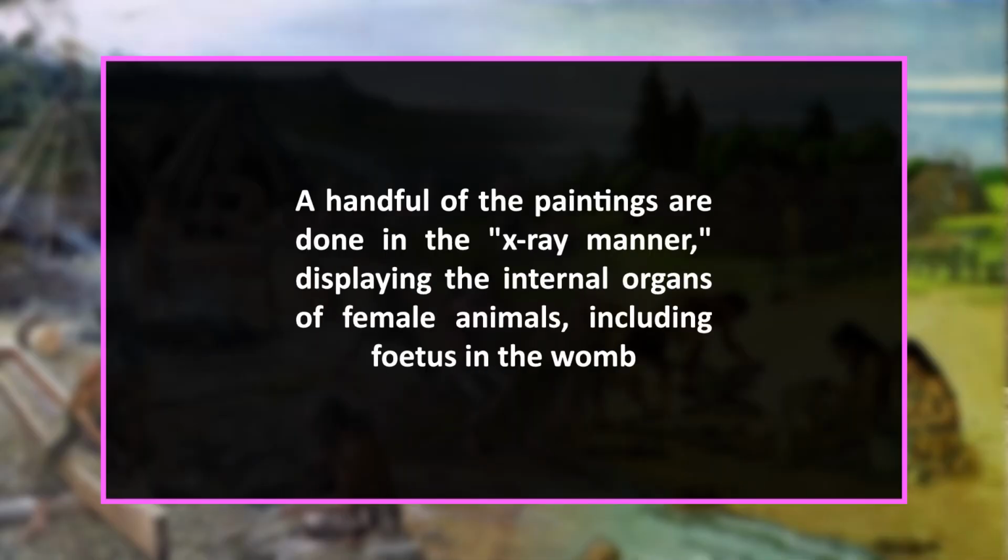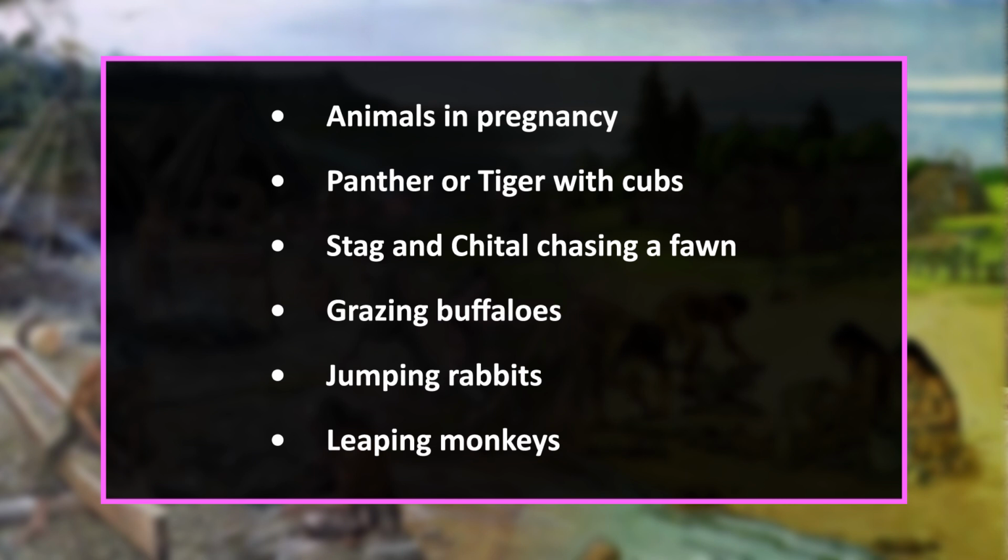A handful of the paintings are done in what we can call the X-ray manner, displaying the internal organs of female animals, including a fetus in the womb. Aside from hunting sequences, animals also appear in softer, more empathetic scenes like those showing animals in pregnancy, a panther or tiger with his cubs, and a stag and cheetah chasing a fawn, grazing buffaloes, jumping rabbits, and leaping monkeys, etc. The sequences feature a lot of motion.